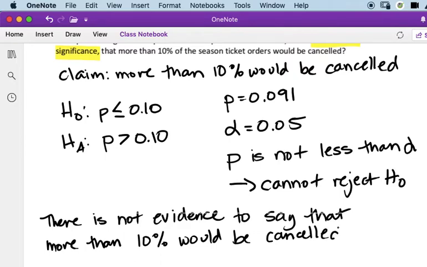So if I do not reject the null hypothesis, then that means that I do not have enough evidence. If I do reject the null hypothesis, then that is enough evidence to verify my alternative hypothesis.